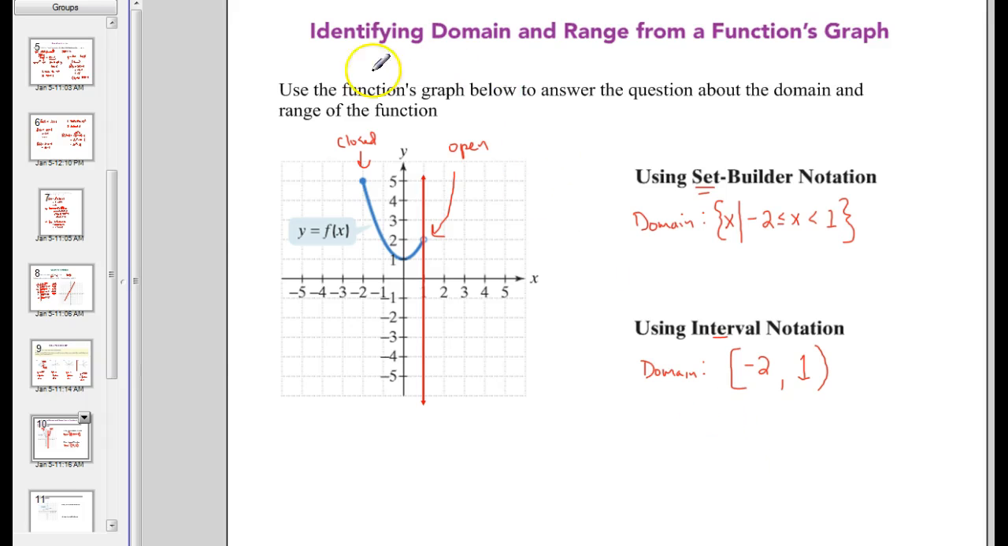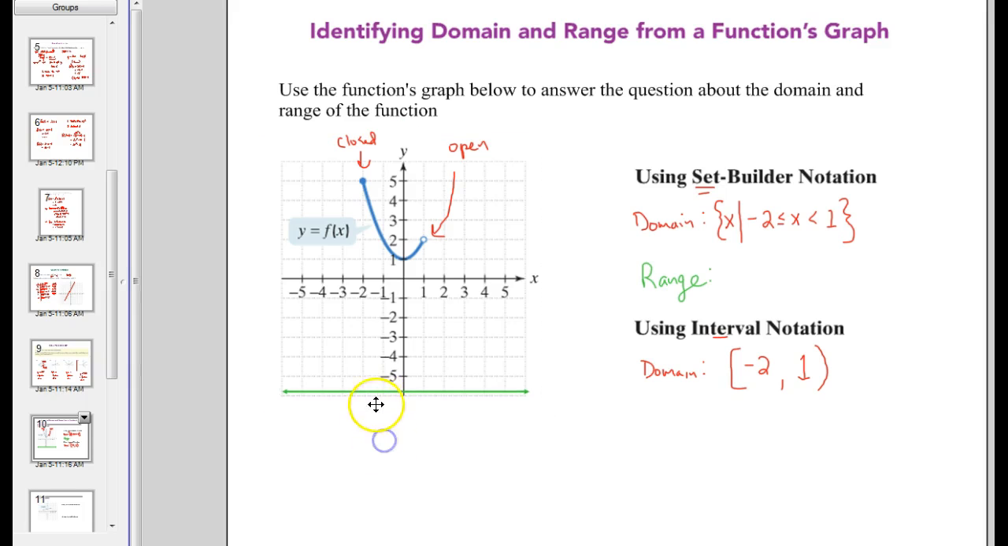Alright, now let's do the range. For the range, instead of a vertical line, we envision a horizontal line. And the horizontal line would be starting at the bottom of the graph rather than the left side of the graph. The reason why we do that is the left side of the graph is where the negative x's are. Right? The bottom of the graph is where the negative y's are. So we start with the negatives always, and we make our way towards the positives.